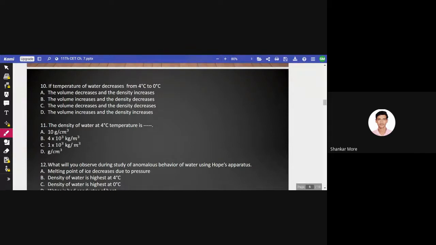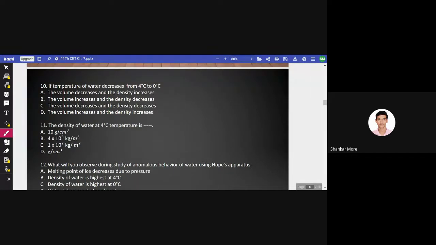So a lot of confusion is here, like what increases and what decreases. So don't write the options like B, B. At least write a few words. Volume increases, density decreases. You can write in short form, isn't it? The volume decreases and the density increases, 4 degrees Celsius to 0 degrees Celsius. I don't think so, Arya. I'm so sorry. The volume increases and the density decreases. Density कम होगी ना. Volume increases and density decreases.